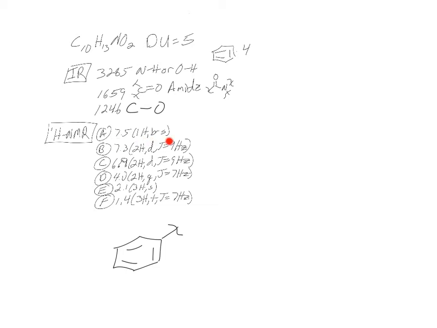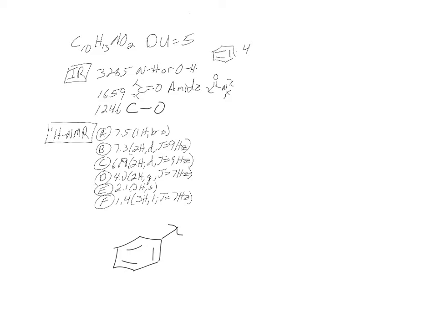Now be careful, this one at 7.5 is a broad singlet, right? So it's fat. That would tell me it's an OH or an NH, and has nothing to do with the benzene ring. In the benzene ring, I have 7.3 and 6.9, each one with 2 H's. So I have 4 H's total in the benzene ring. So how many substituents do I have in the benzene ring? 2. That means I have 2 substituents off the benzene ring.